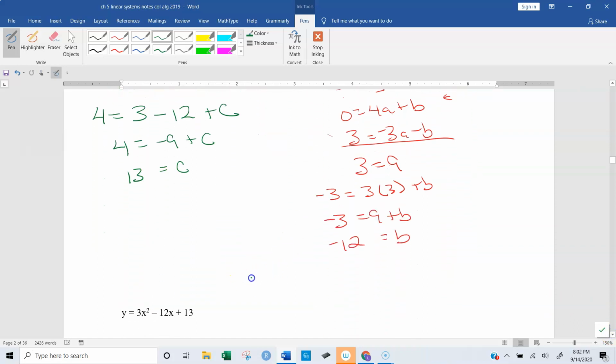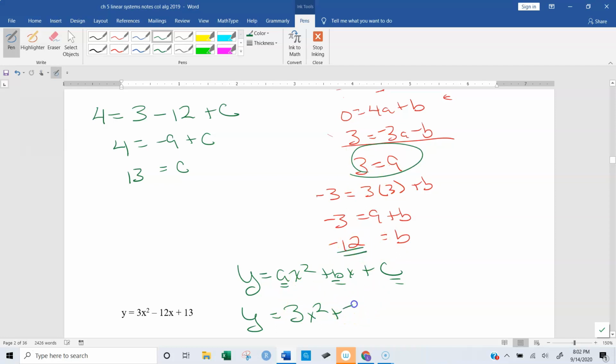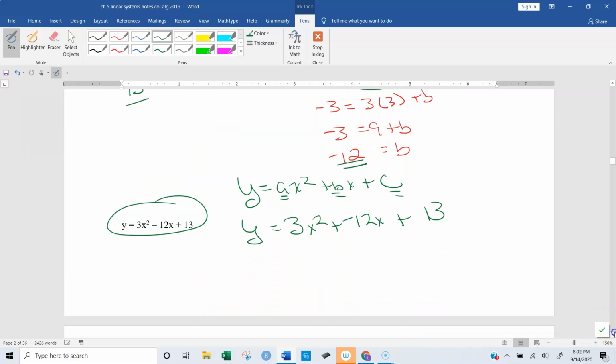We know our equation is y equals ax squared plus bx plus c. So I'm now going to take the a, the b, and the c out and replace them with their values. So y is equal to, remember a was 3, so 3x squared, plus b is -12, so minus 12x, plus c is 13, which is the equation that's down here in the corner. All right, it's your turn. Pause and do yours.